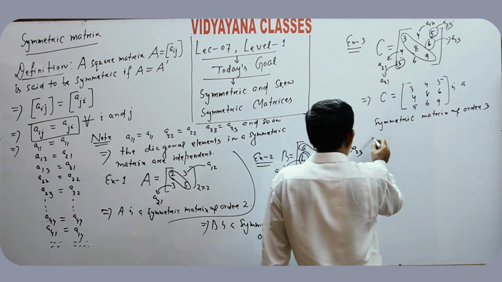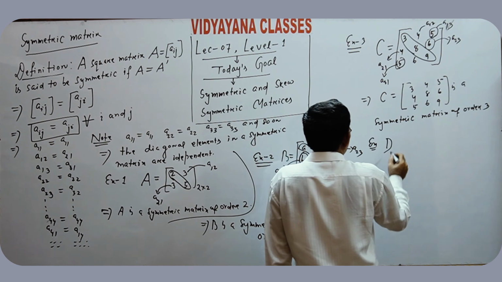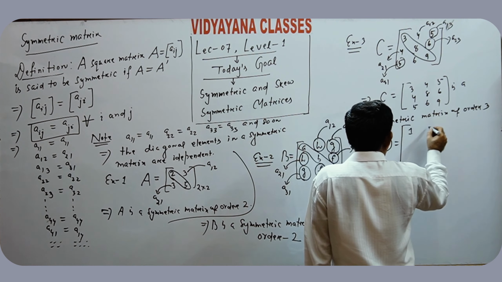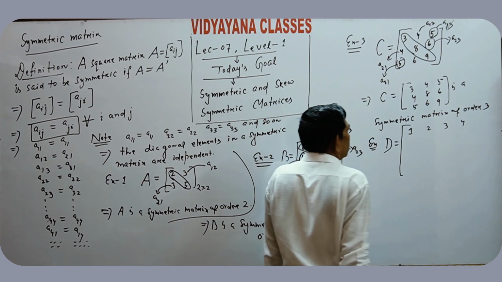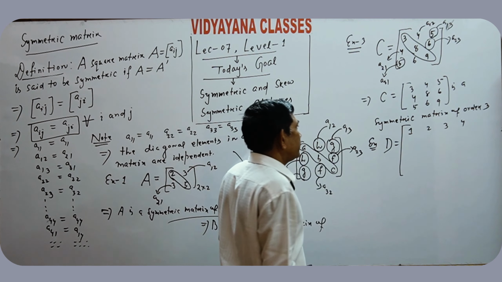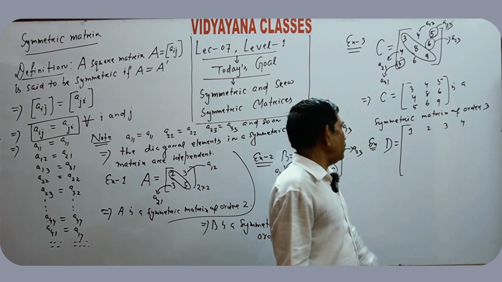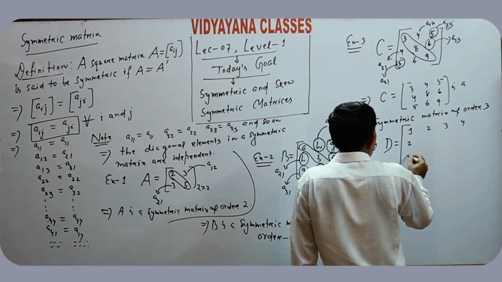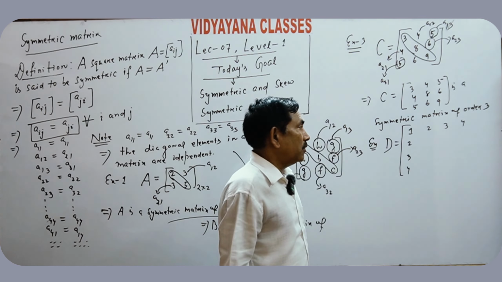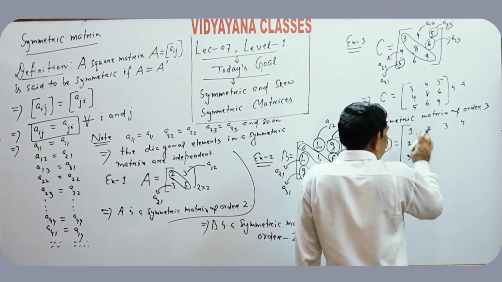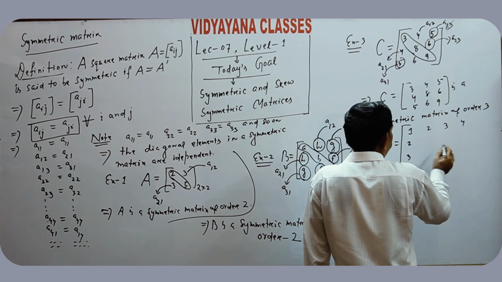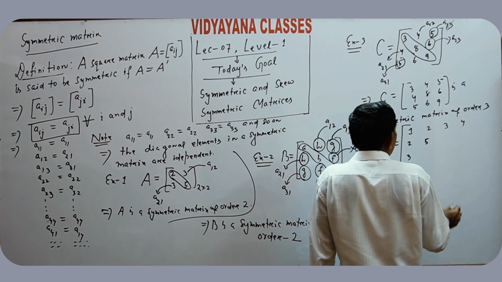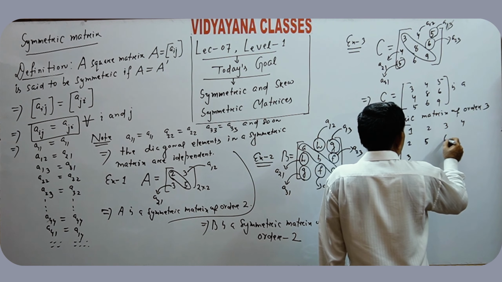Another example, D. In every case, row 1 changes to column 1: 1 2 3 4. The diagonal elements are independent. Suppose the first diagonal element is 5, and then 6 7.